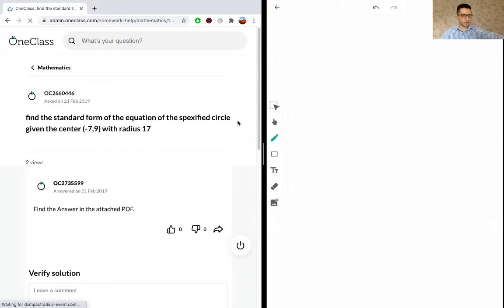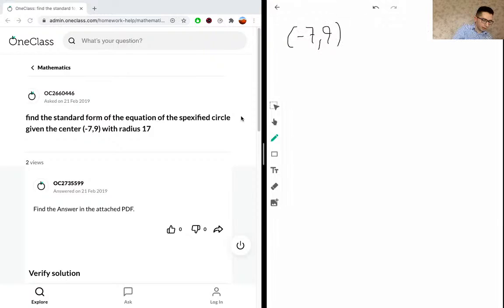Okay, so the first question is asking us to find the standard form of the equation of the specified circle given the center -7 and 9. So it's giving us x and y coordinates with a radius of 17. So our givens are the coordinates -7 and 9, and we know that the radius is equal to 17.